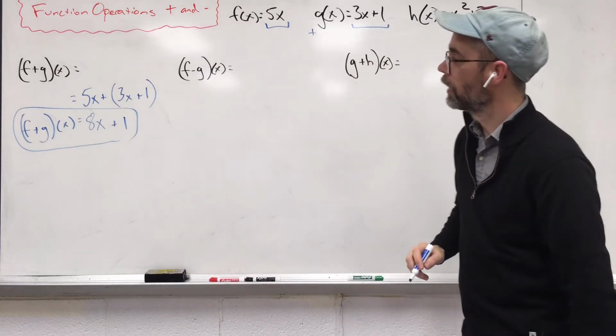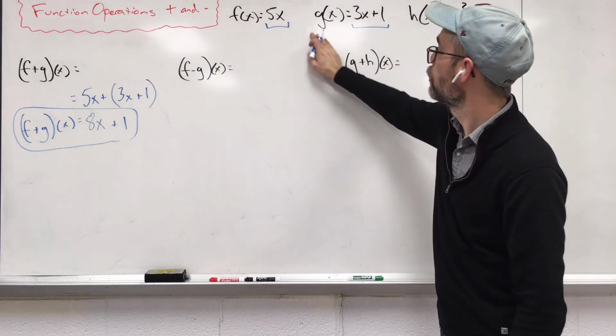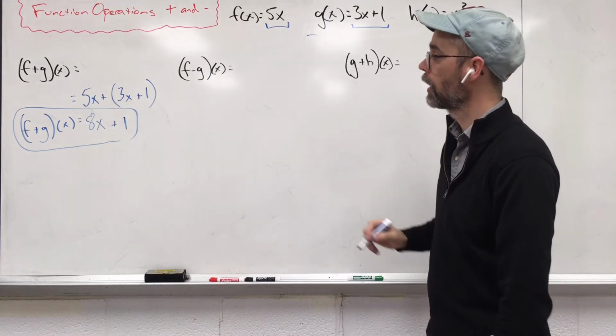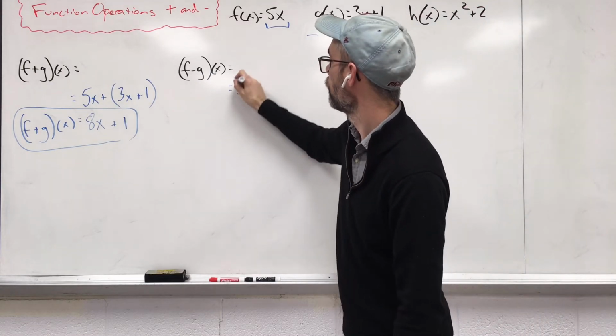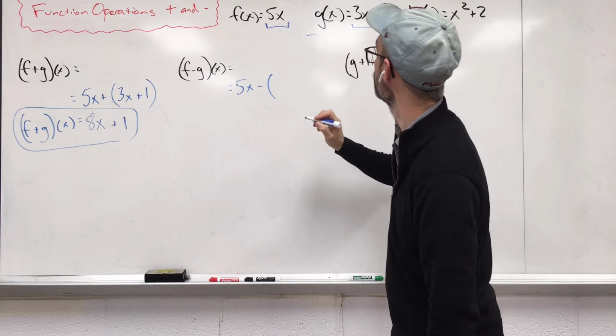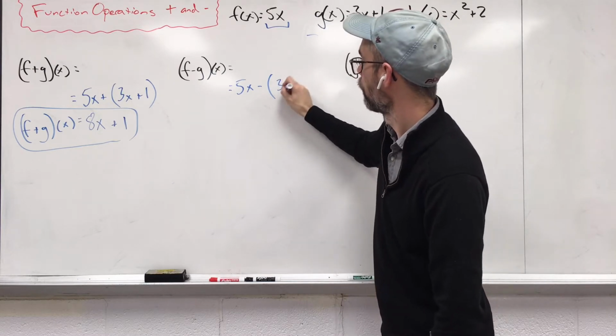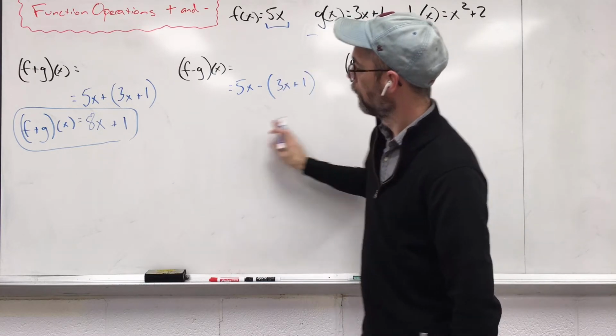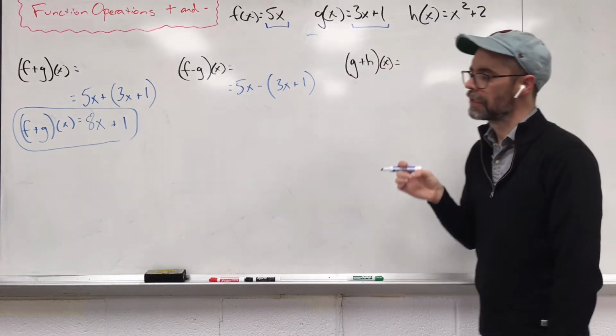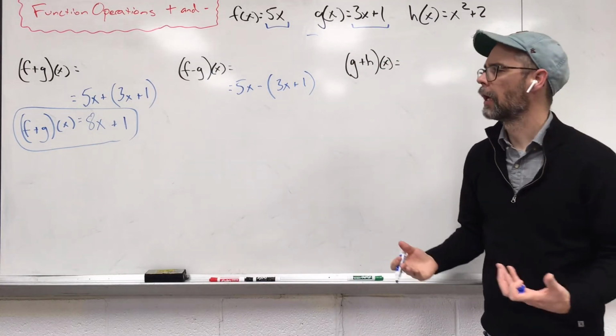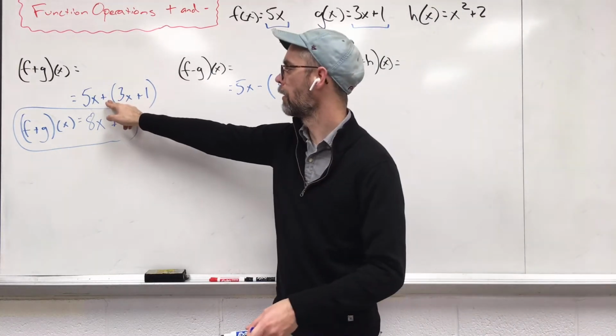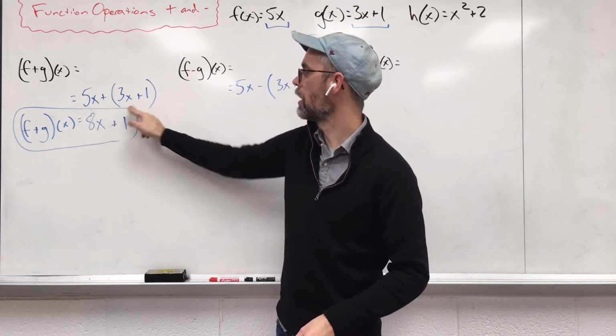Let's try it again with subtraction. So we're taking the same two groups. This time we're going to subtract them. So we've got 5x minus the group 3x plus 1. So this first problem, the parentheses weren't really a big deal because we had a plus sign and the plus sign in the front, and it doesn't really change anything.